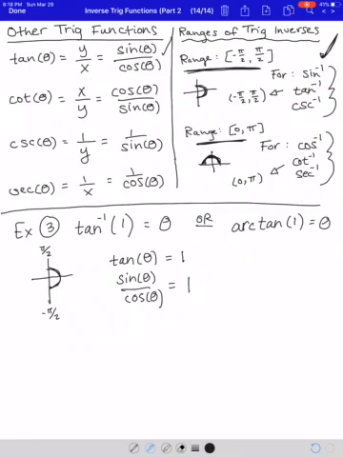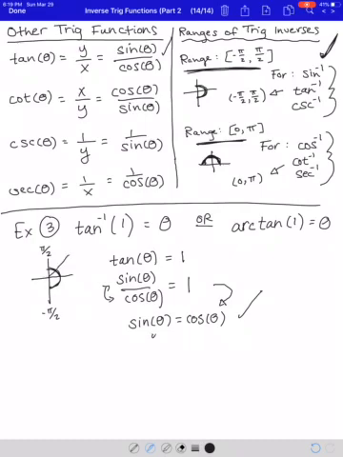Sine over cosine is equal to 1 whenever sine of theta is equal to cosine of theta, right? I could just start with this equation, multiply both sides by cosine, and that would bring me to this equation. Or I could just notice that this fraction equals 1 when the numerator and the denominator are equal. So we're looking for an angle where sine and cosine are equal to one another.